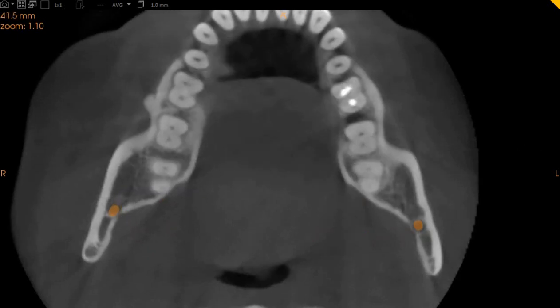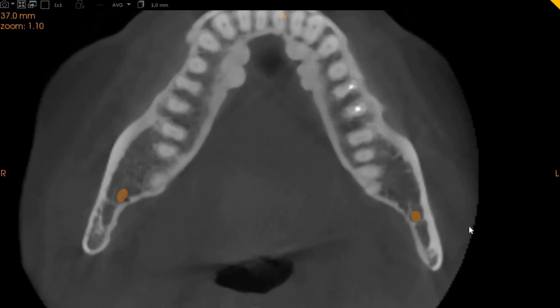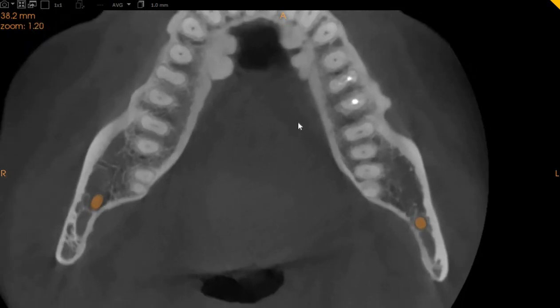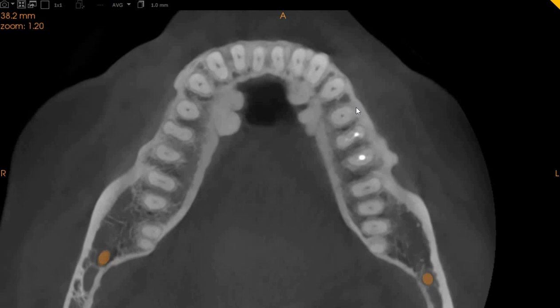Something noteworthy is the lingual mandibular tori that we see here. They don't seem to be infective or problematic, but it is something to be noted.